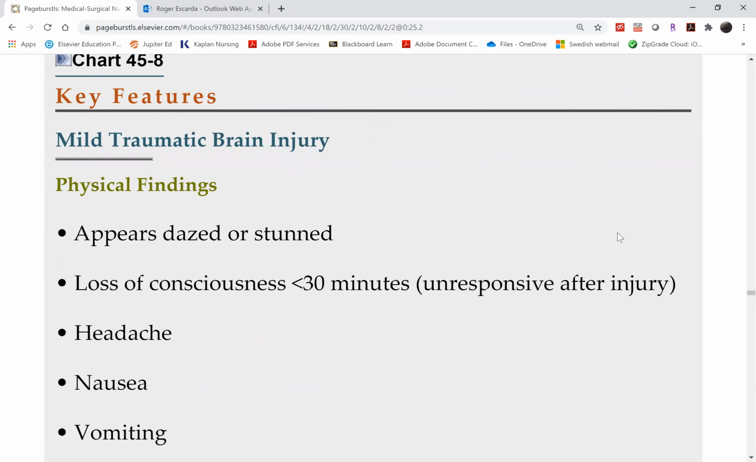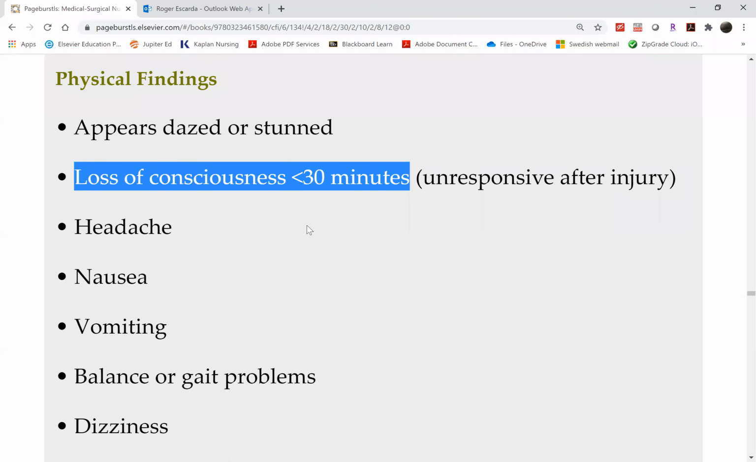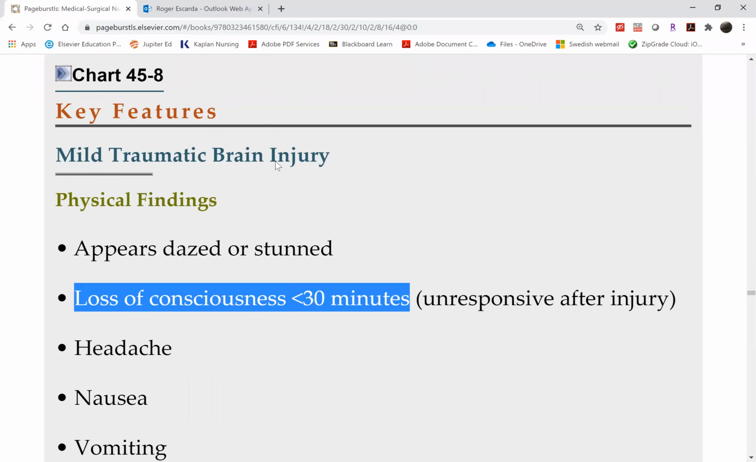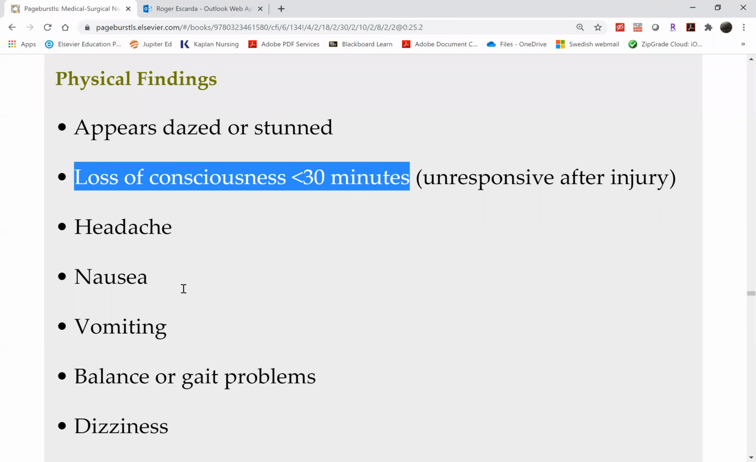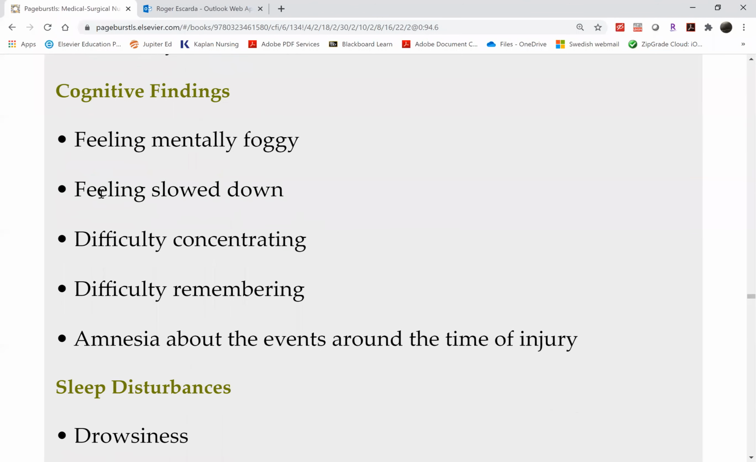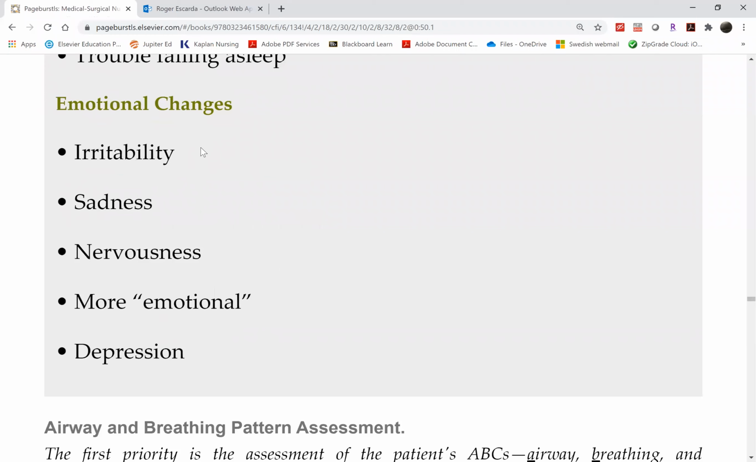All right, one question I remember on the test is, you have to know which are expected and reportable signs and symptoms after head injury. For mild traumatic brain injury, these are expected, okay? And you have to be specific. The loss of consciousness, for example, less than 30 minutes. The patient here has headache, nausea, vomiting. If these are listed in the options, are these reportable? No, these are clearly expected physical findings in mild traumatic brain injury. So you have to be specific. There is expected to be sensitivity to light and noise, slowing down, difficulty remembering or concentrating, or loss of memory. These are all expected in mild, right? Along with sleep disturbances as well as some emotional changes.